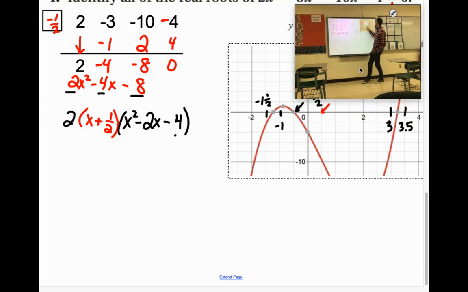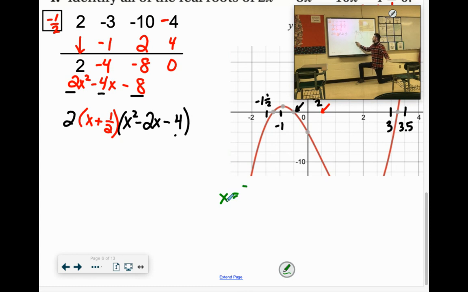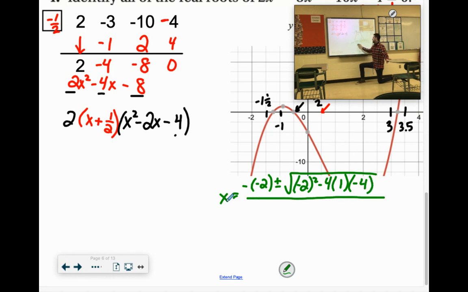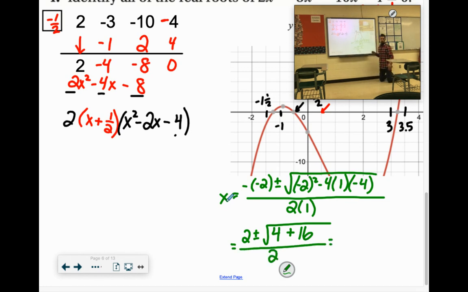So scooch this, make myself a little room for the quadratic formula. x equals the opposite of b plus or minus the square root of b squared minus 4ac, all of that over 2a. So the opposite of -2 is 2, plus or minus the square root of -2 squared is 4. This turns to plus 16, over 2. The square root comes out to 20. 2 plus or minus the square root of 20, over 2.